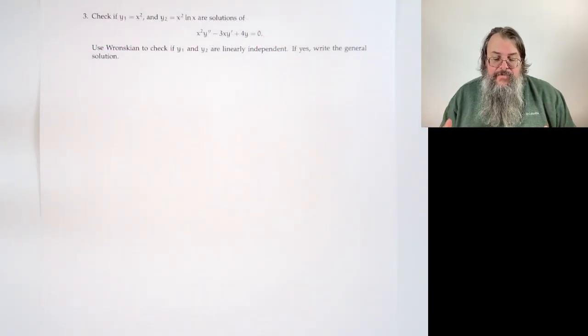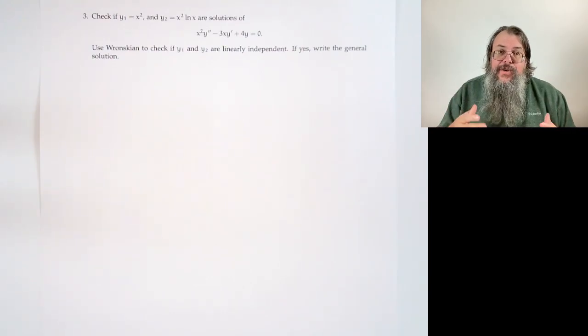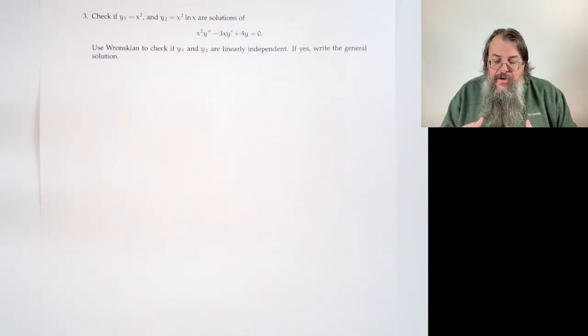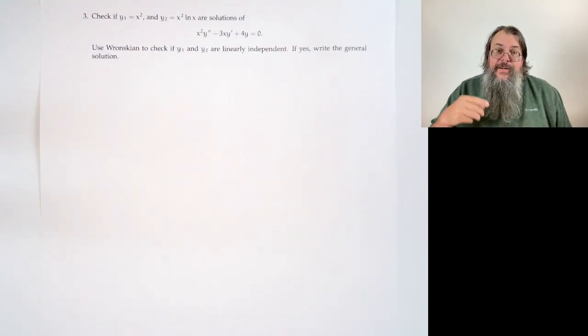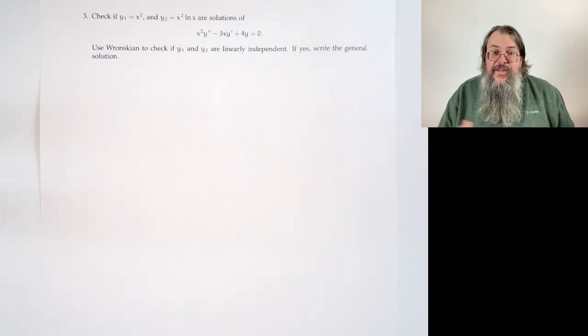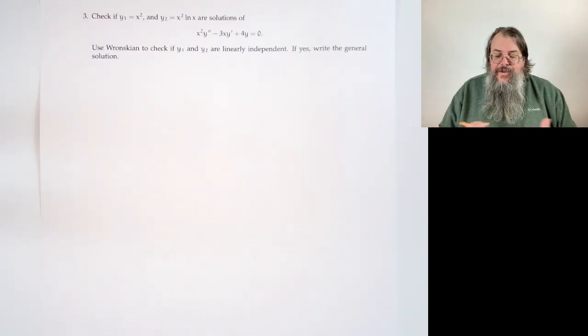Our next problem. Check if y1 equals x squared and y2 equals x squared log x are solutions of x squared y double prime minus 3xy prime plus 4y equals 0. And then there's a second part. The second part, use the Wronskian to check if y1 and y2 are linearly independent. If yes, write the general solution.